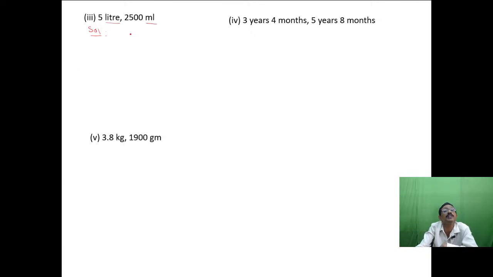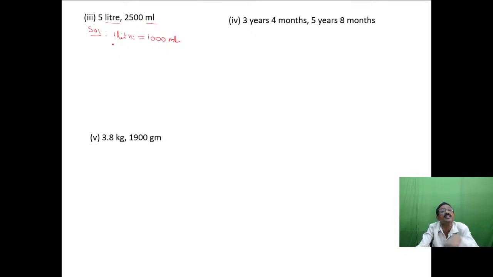So to convert this, let us write 1 liter is equal to, what does 1 liter consist of? How many milliliters will it have? It will have 1000 milliliters. 1 liter will have 1000 milliliters.